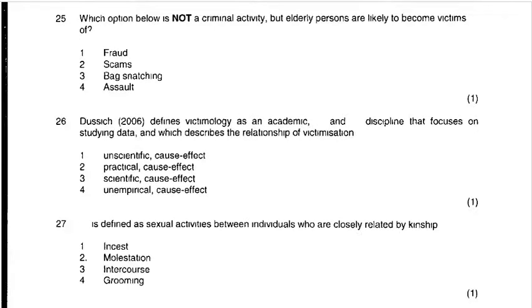25. Which option below is not a criminal activity, but elderly persons are likely to become victims of? The answer is 4, which is assault. The page number is 19 on our study guide.